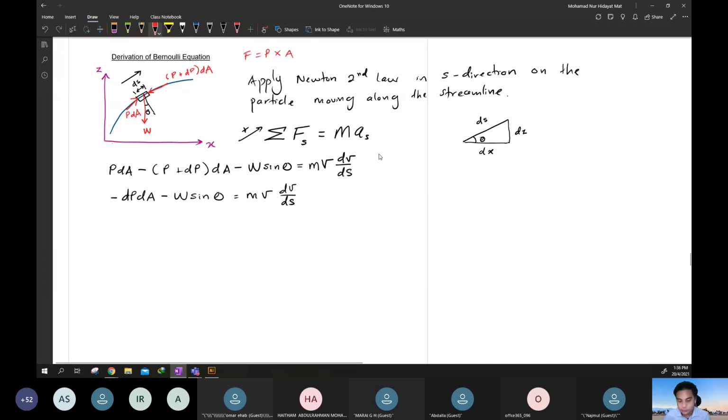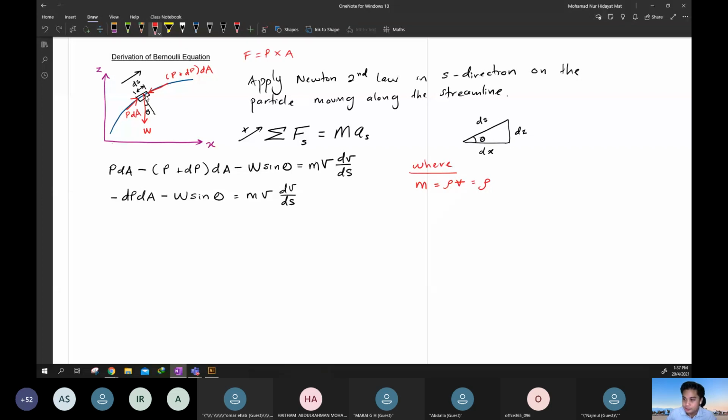We can put it this way. Right before that, this is the mass. It is difficult to express the mass, so better we express it in terms of the volume and density. We know that the mass is equal to density multiplied with the volume of this rectangle.